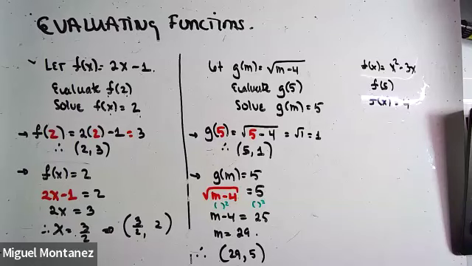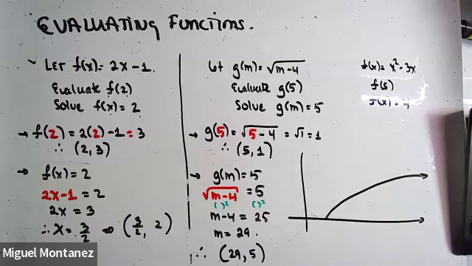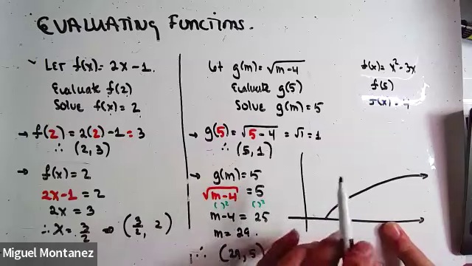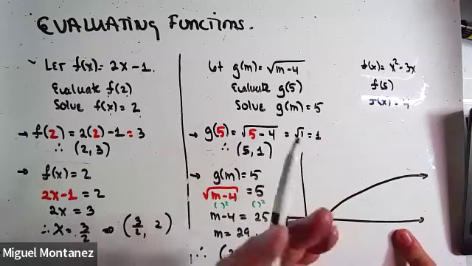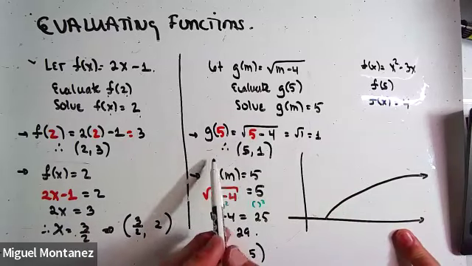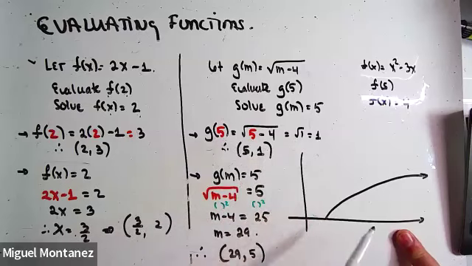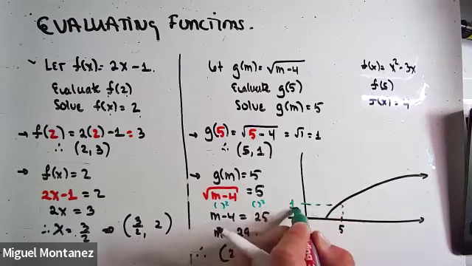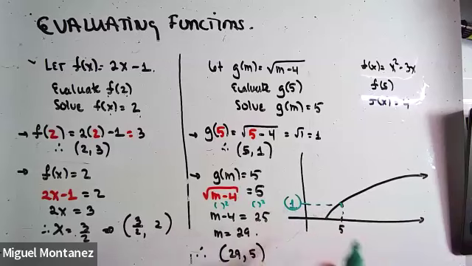Let me take advantage of this one. This one is kind of short, easy to explain. I don't have much space. So what we did, folks, is for the first part, we input the 5. So when the input x equals 5, the output is 1. This is why the point (5, 1) is part of the graph.